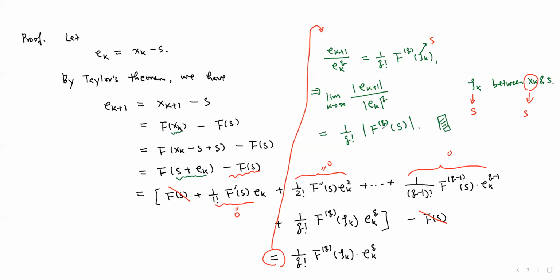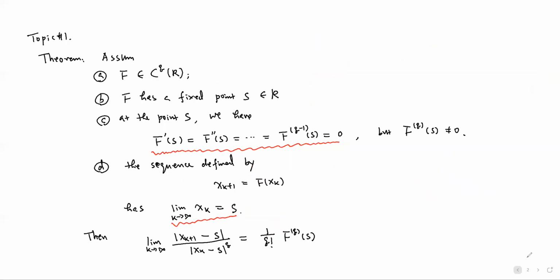This equation is the equation here. So we have proved the theorem. This theorem looks simple, but is very powerful in looking for the order of some iterative method. Let me show you one example.